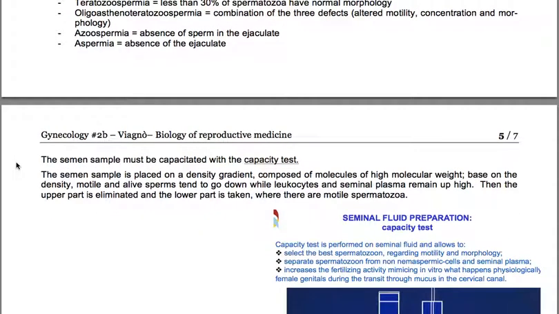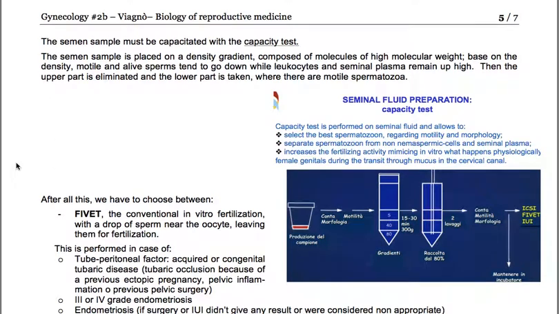The semen sample must be capacitated with the capacitation test. The semen sample is placed on a density gradient composed of molecules of high molecular weight. Based on the density, motile and alive sperm tend to go down, while leukocytes and seminal plasma remain up high. Then the upper part is eliminated and the lower part is taken, where there are motile spermatozoa.